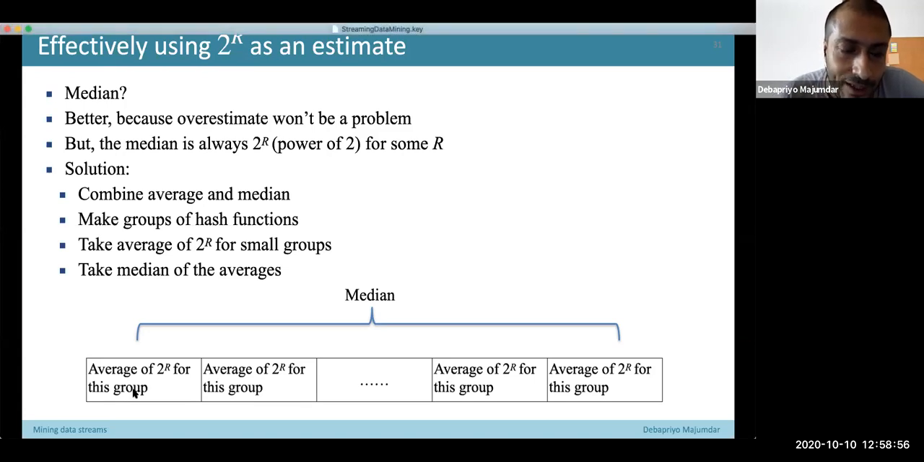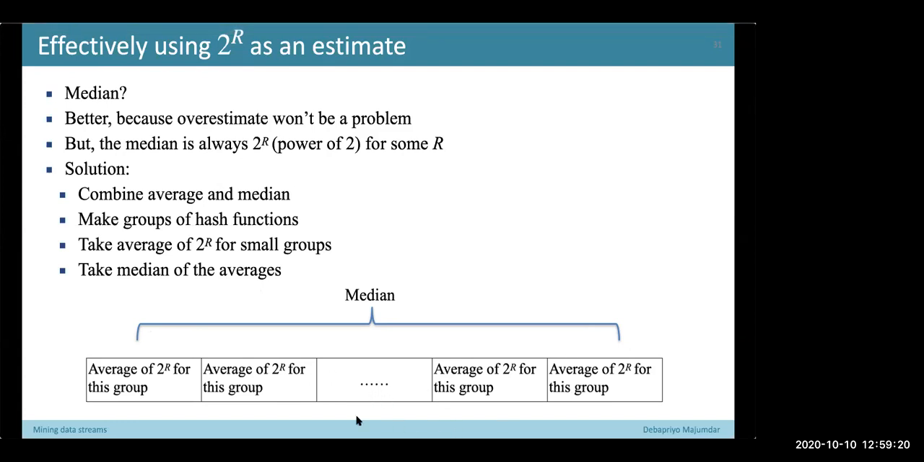The other approach is, instead of taking averages of groups, you take medians of groups and then take the average of the medians. This will also be the same. This will also take care of the problem, because the median of every group will cancel out extreme outliers, and then you take the average so that your estimate is not one of the two power r's. Okay, so this is what the grouping is for.